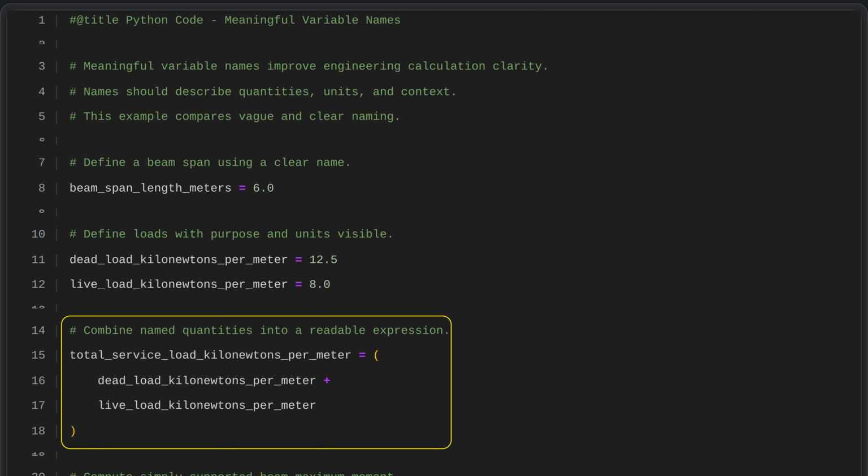The total service load per meter is found by adding the dead load and live load, both in kilonewtons per meter. This gives one clear value for the load the beam carries along each meter of its length, with descriptive naming that makes the meaning and units easy to understand.